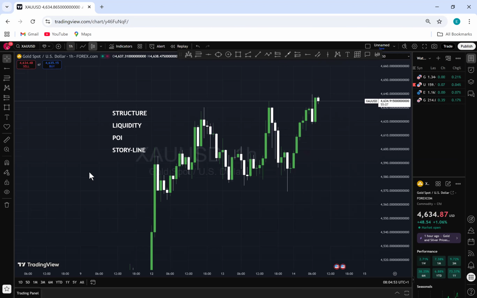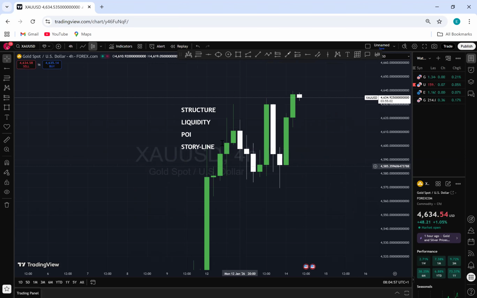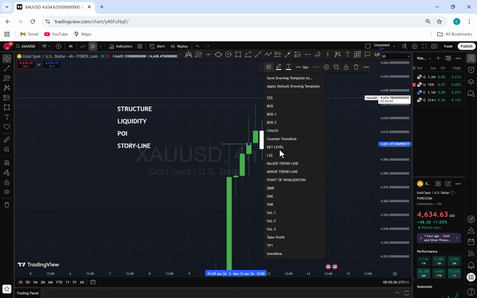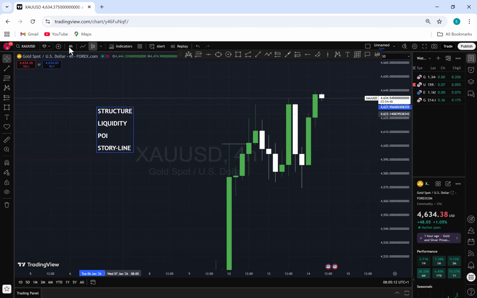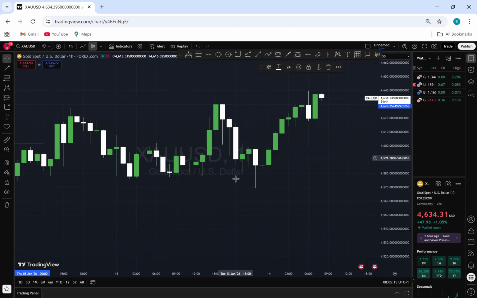Let me start from the 4 hours. Whether you are starting from the 4 hours or from whatever time frame, this would have been our last or our most recent break of structure. So structure wise, we had this as our most recent break of structure.